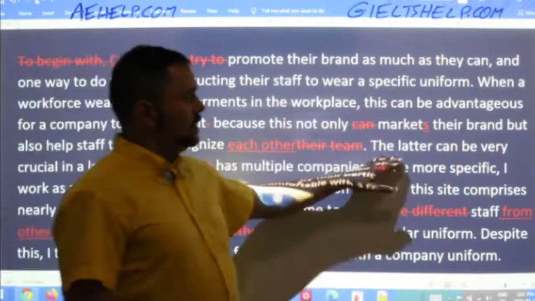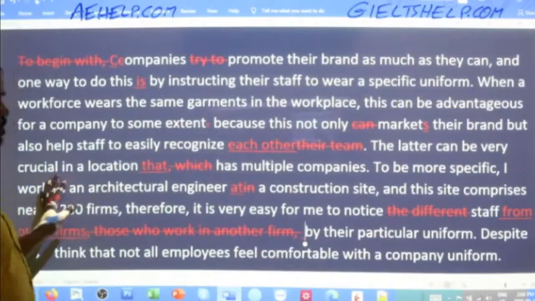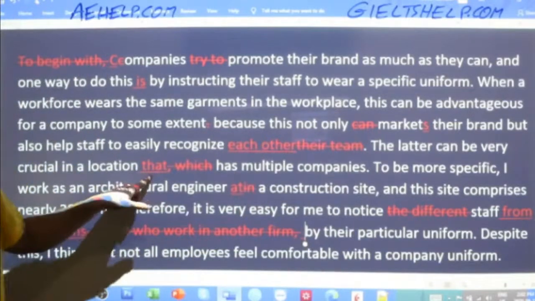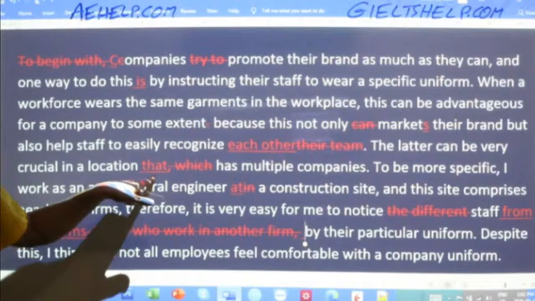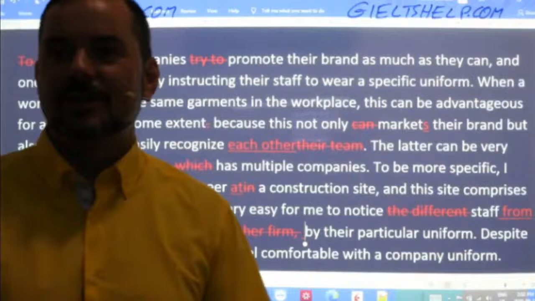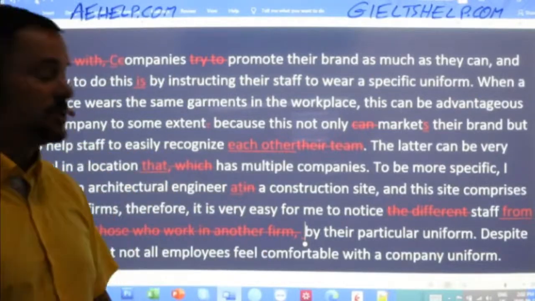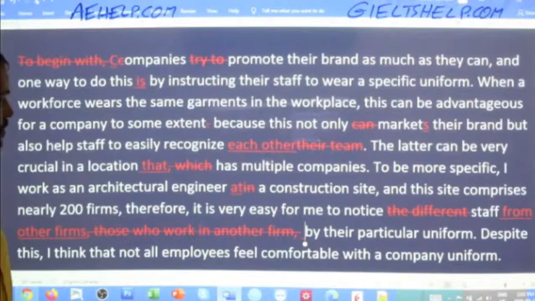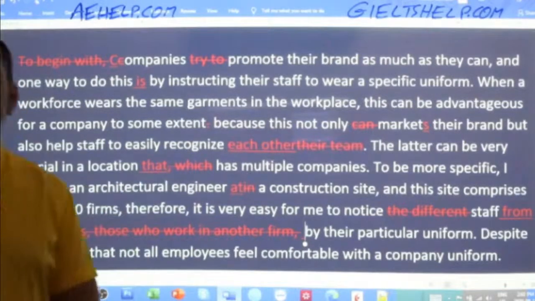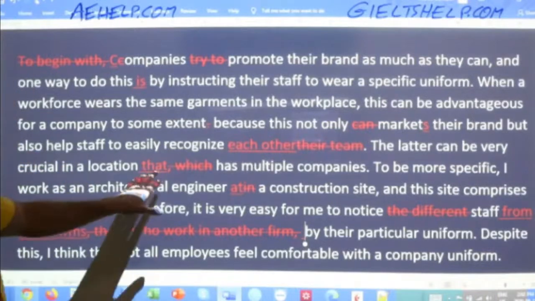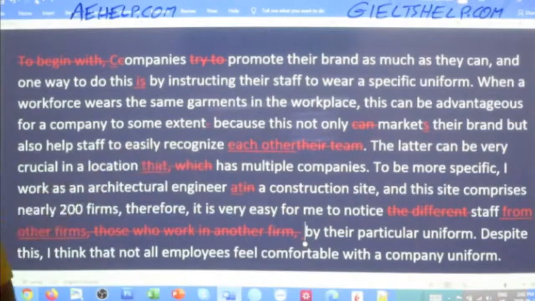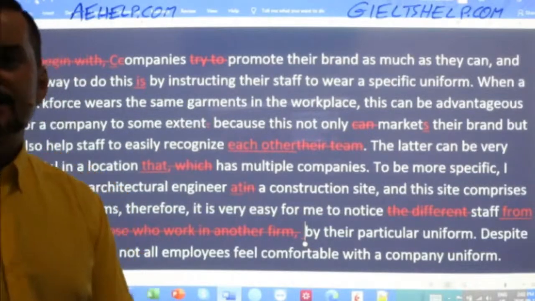Okay. The latter can be very crucial in a location that has multiple companies. Why did I change "which" to "that"? And this is coming from one of our previous classes that we just had. And I think, Rajveer, this is your chance to shine because this was Rajveer's question in one of our Q&A classes. When do I use "which"? When do I use "that"? This is a great example of that. So why did I change the "which" to "that"? Rajveer says it's a non-restrictive clause.